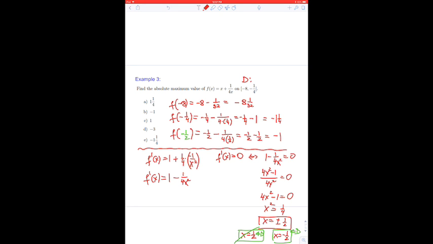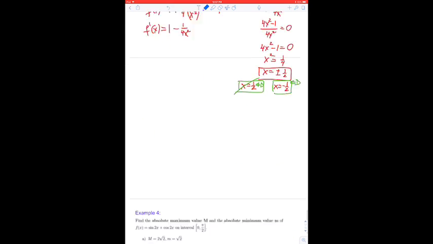Okay, that means it looks like the highest number, because all of them are negative, that means the highest will be the smallest of the absolute value, which is 1. This is my maximum. That's what they want. Negative 1 will be my absolute maximum. Okay, and I do have one more.